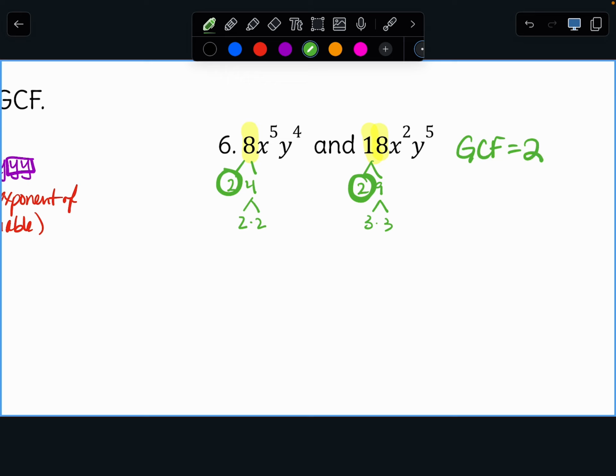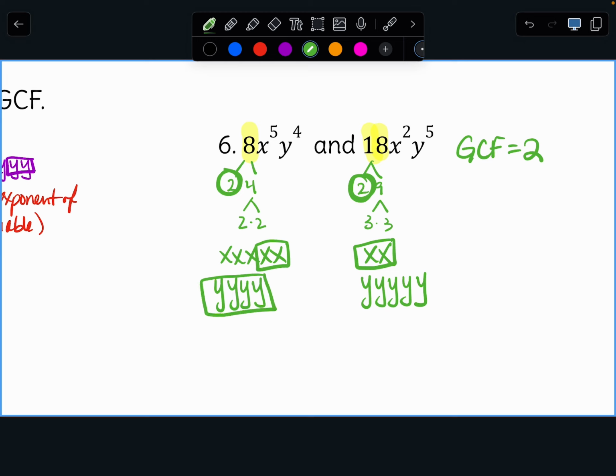Now, what do I have as far as x's? 2 and 2, and 4 y's and 4 y's. So then it's x squared, y to the 4th.